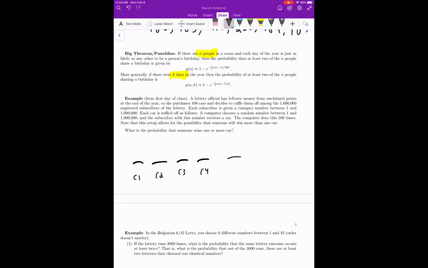So here, we can make a little schematic like this. We can say cars are like the people, and then a number between 1 and a million, that's like being given a birthday number. And as soon as you make that identification, it's like, oh, okay, well, now I got this formula, I just got to use it.